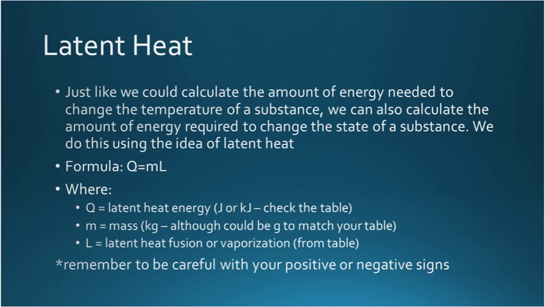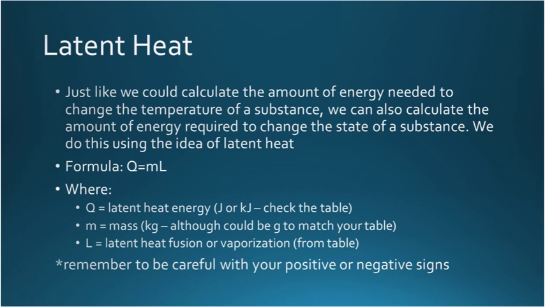So now we're going to look at latent heat calculations. Just like we could calculate the amount of energy needed to change the temperature of a substance, we could also calculate the amount of energy to change a substance's state. We can do this using the idea of latent heat. The formula for latent heat is Q equals mL, where Q is the latent heat energy, usually in joules or kilojoules depending on the table that you're looking at. M is the mass, usually in kilograms, though it could be grams if the table that you're looking at uses grams. L is the latent heat of fusion or vaporization, and this comes from a table.